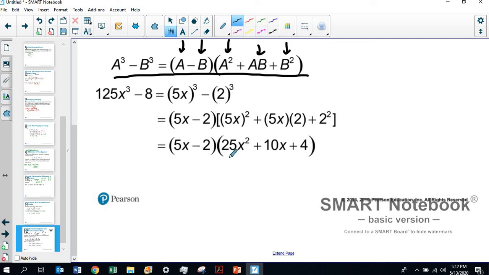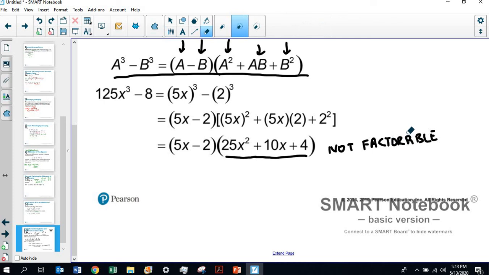And then pretty much every time, that will not be factorable. When you do a difference of cubes or a sum of cubes, your trinomial will be a prime trinomial, not factorable. Because remember, if your instructions say factor completely, you've got to factor it all the way down as much as you can. Okay, not factorable.